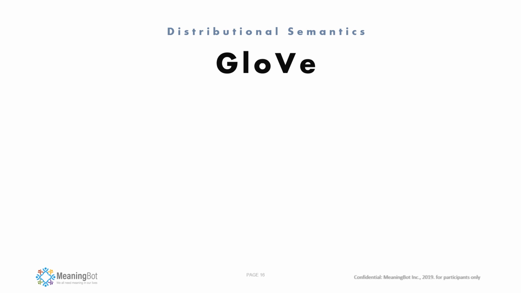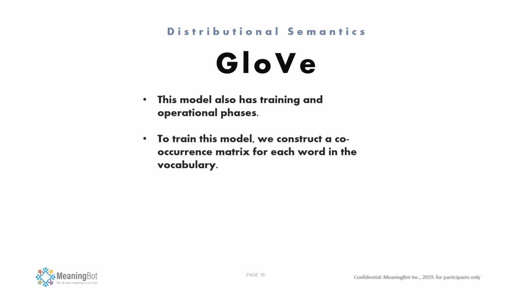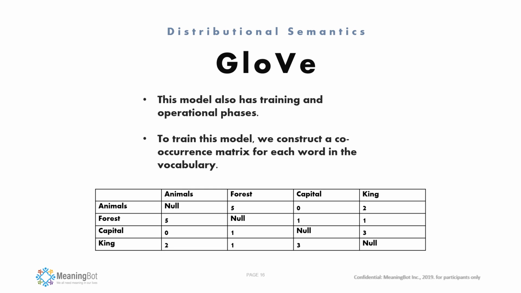GloVe takes into account the importance of the distance between two words. For example, if the words are right next to each other, they have more connection to each other. But if they have 5 to 6 words in between them, then the effect they have on each other is less. To understand the probability distribution, we would build a co-occurrence matrix of all the words in a corpus. So consider the words animals, forest, capital, and king, which would be part of a big text corpus. As you see in the table, the words animals and forest occur together more often than the words animals and capital. By going through this co-occurrence matrix, the algorithm learns that animals and forest have more in common compared to animals and capital. And the co-occurrence brings in the sequence of the words.